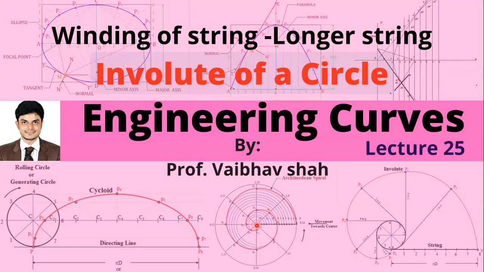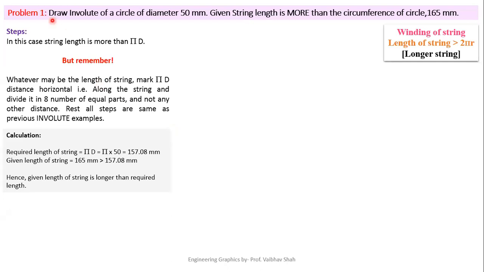Let us start with one of the problems. Problem 1. Draw involute of a circle of diameter 50 mm. Given string length is more than the circumference of circle, which is 165 mm. So here we are dealing with the special case in which our given length of the string is more than the required length. So now once again we have to draw involute of a circle like our previous method.